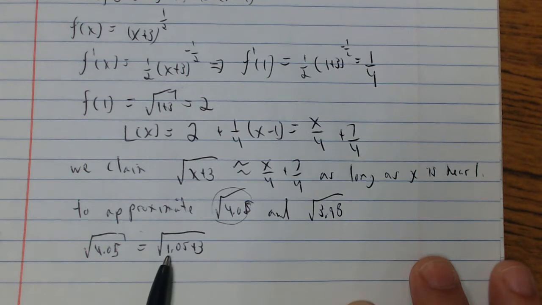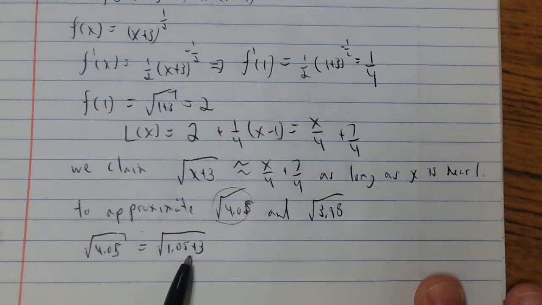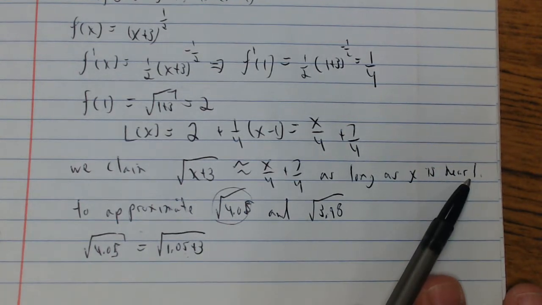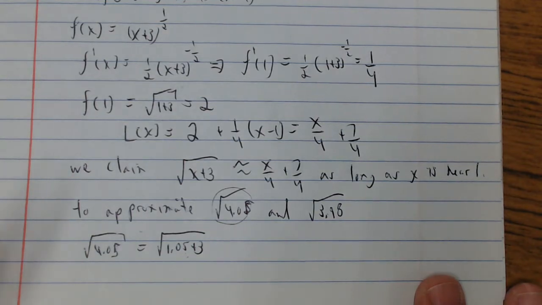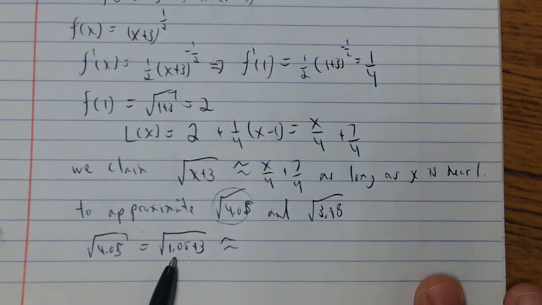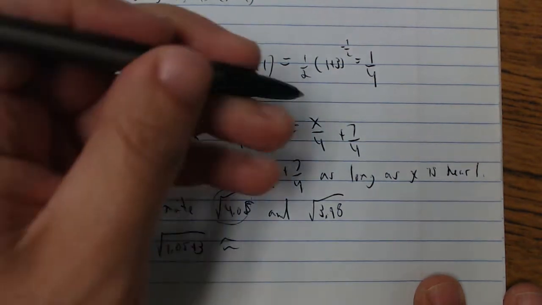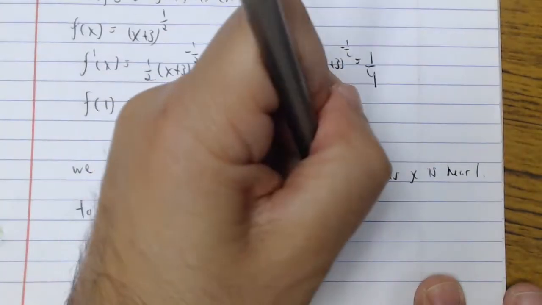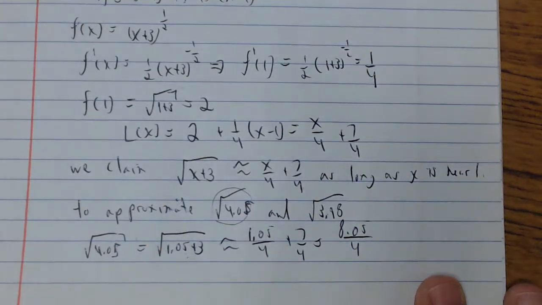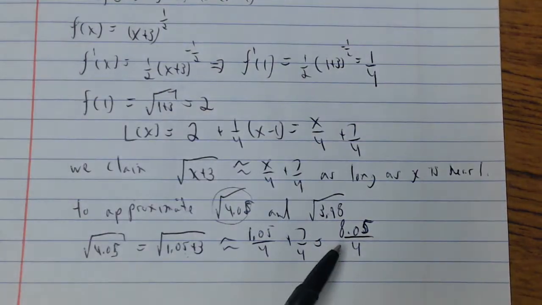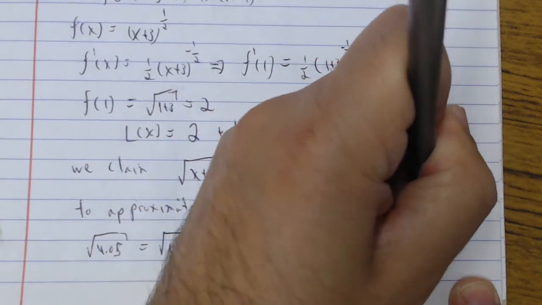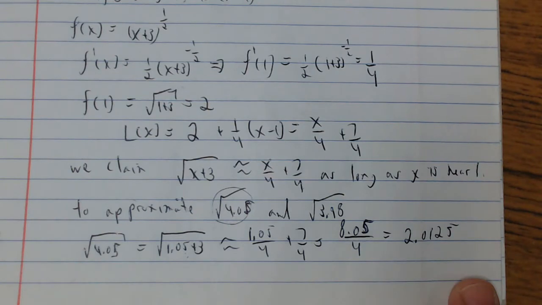So what do you notice here? This is my value, the 1.05. Is that near 1? The answer is yes. So the approximation I'm going to make here will be pretty good because 1.05 is very close to 1. We know it's not going to be exact, but it's a pretty good approximation. If x is 1.05, I'm basically using this line: 1.05 over 4 plus 7 over 4, which if I add them gives 8.05 over 4. That's approximately 8.05 over 4, and as a decimal it's 2.0125, something like that.